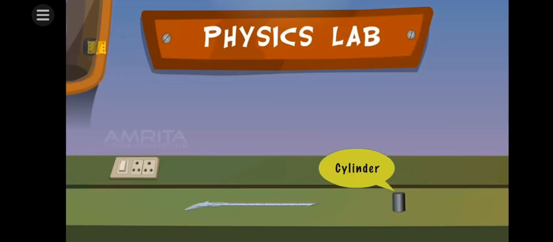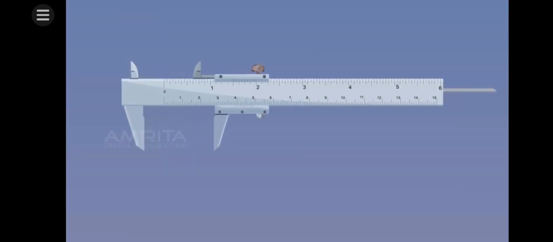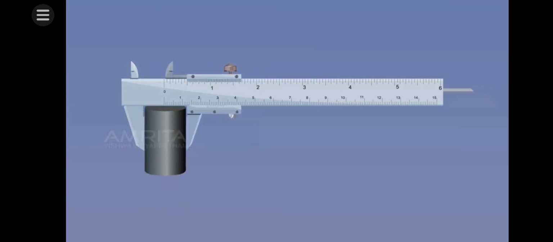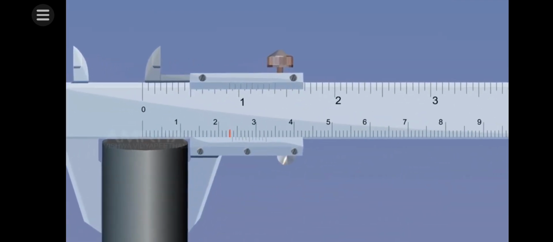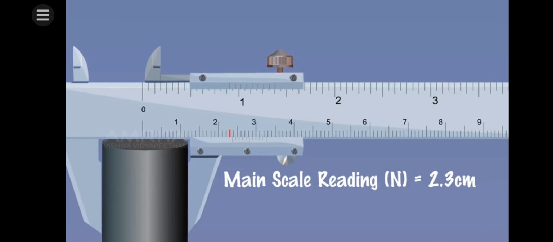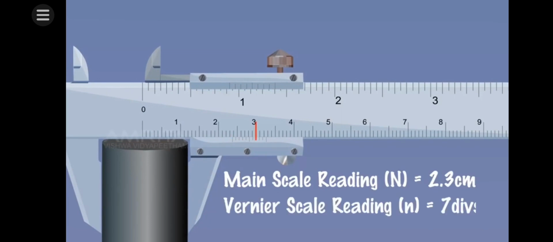Cylinder. Materials required: vernier calipers and a cylinder. Take the vernier calipers and the cylinder. Place the cylinder between the outer measuring jaws widthwise to measure its diameter. Note its MSR and VSR readings.